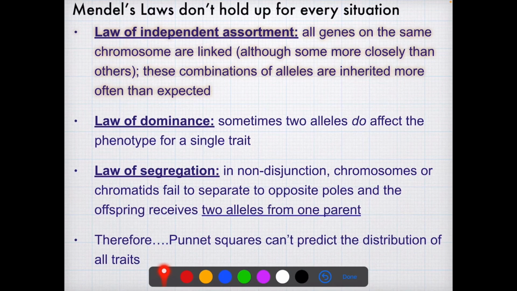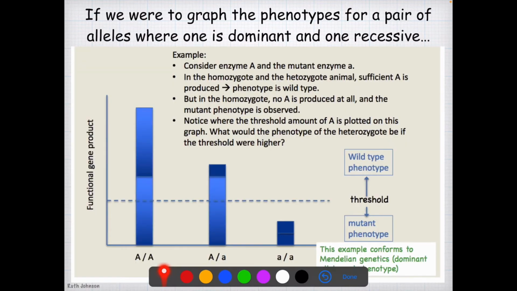However, there are some characteristics, some traits, which don't follow the law of dominance. For example, there's something called incomplete dominance.